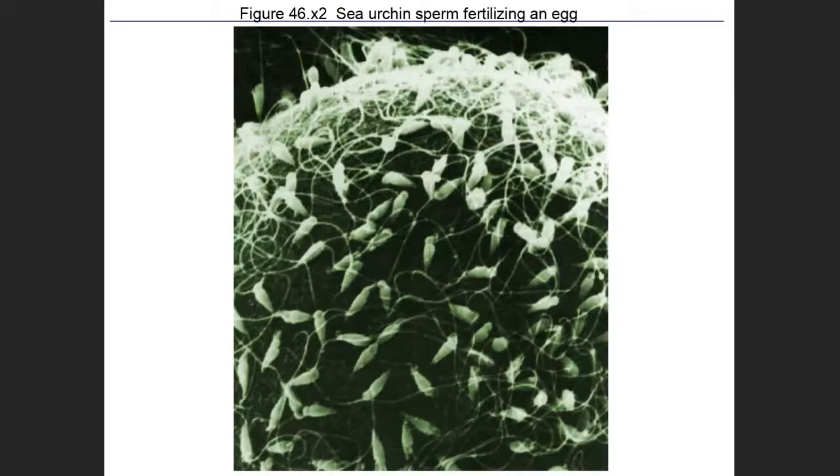Then we get to this picture. This picture is a sea urchin egg, but it could be just a human egg too. And you can see it's surrounded by sperm. And the point of this slide is to show you that it takes more than 1 sperm to fertilize an egg.